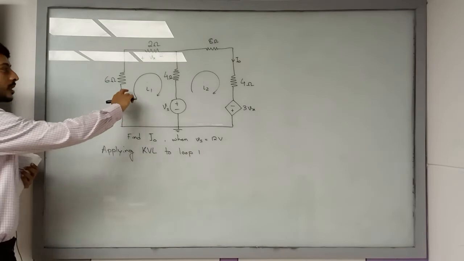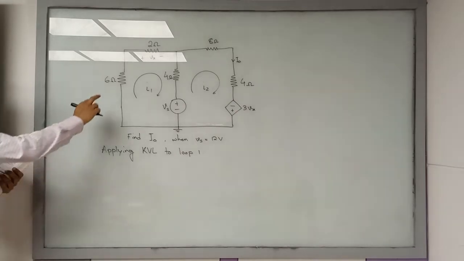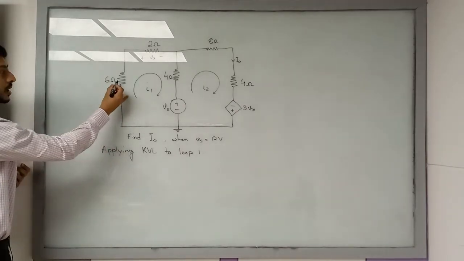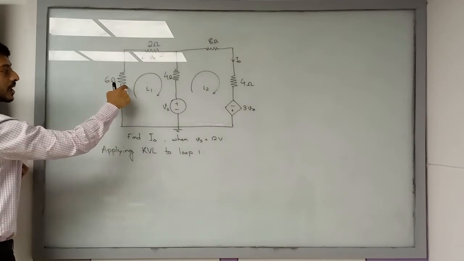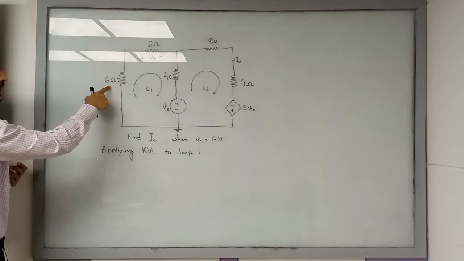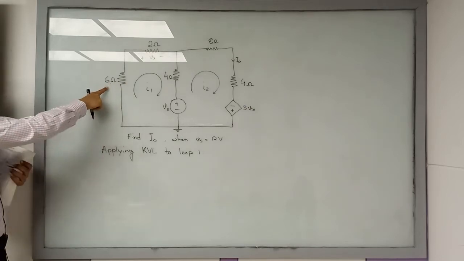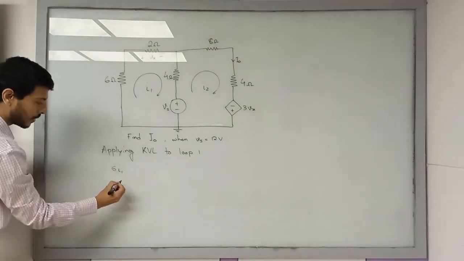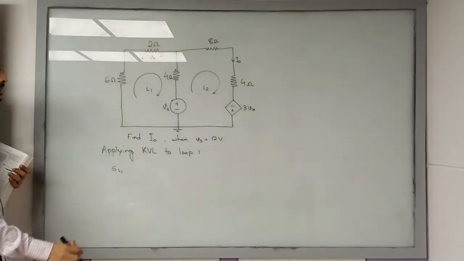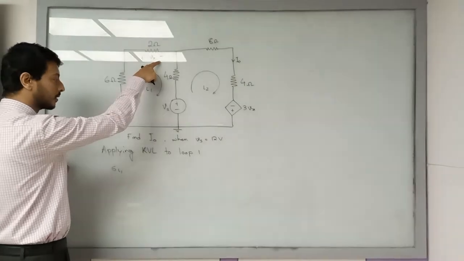So just use the basic KVL formula, Kirchhoff's voltage law. What should be the voltage across this resistor? This small I1 current is flowing through this 6 ohm, right? So the voltage drop over here should be I1 times 6 ohm, so 6 into I1. And this I1 current is flowing through this as well, right?